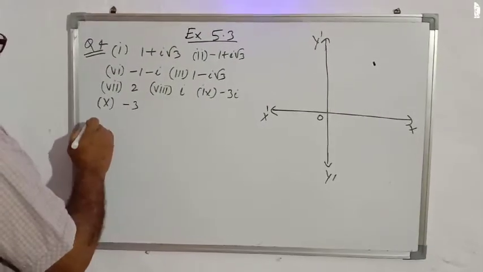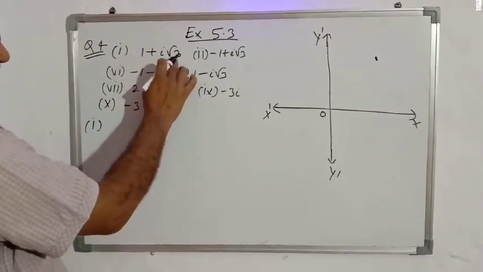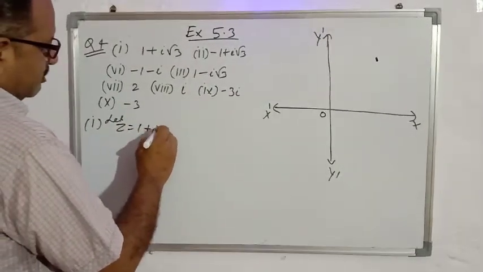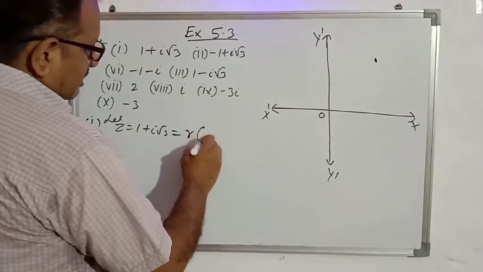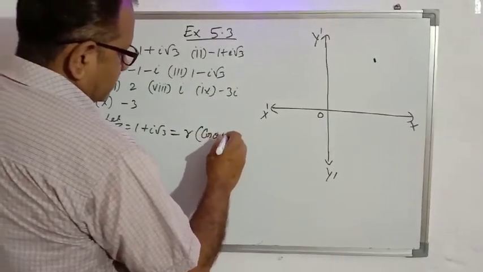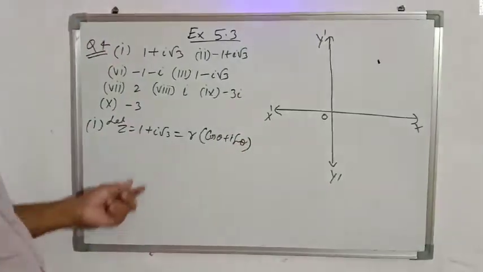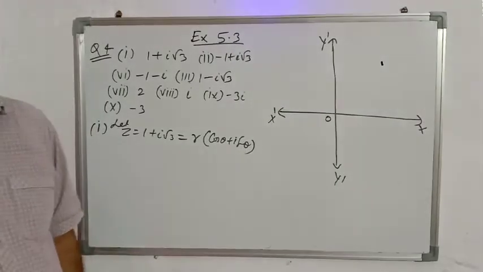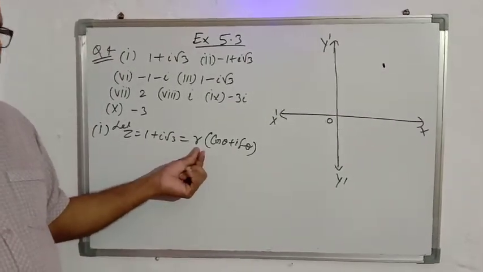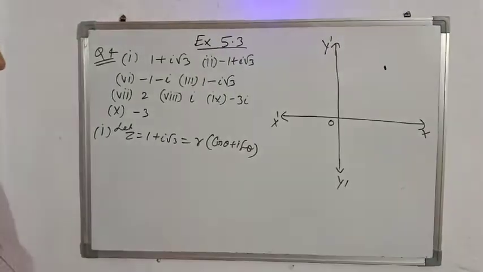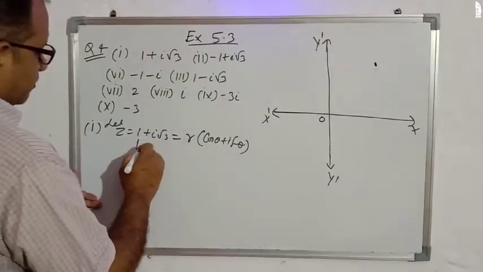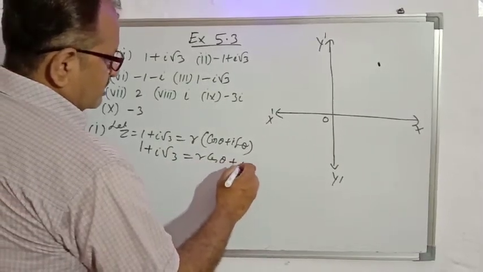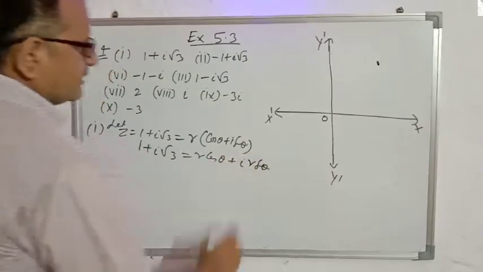So see the first part. What is the first part? 1 plus i root 3. So let z is equal to 1 plus i root 3. In the polar form, we will write 1 plus i root 3 is equal to r cos theta plus i sin theta. Now we have to find the value of r and theta. So 1 plus i root 3 will be r cos theta plus i into r sin theta.